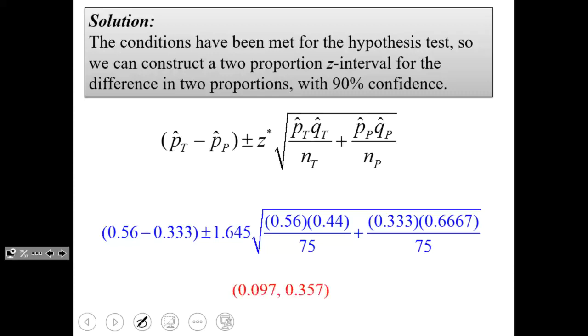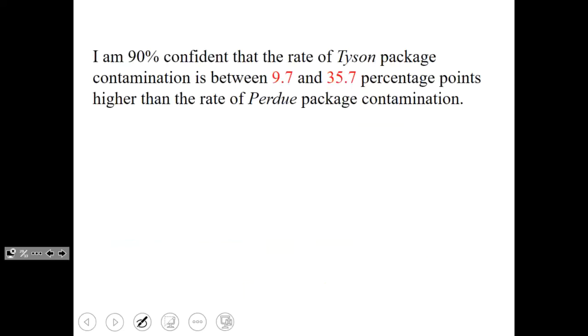So I get a confidence interval between 0.097 to 0.357. I have to interpret this. We have numbers, but what do they mean? Well, I'm 90% confident the rate of Tyson contamination is between 9.7 and 35.7 percentage points higher than the rate of Purdue chicken contamination. So it's not just a percentage increase, it's how many percentage points it is higher.